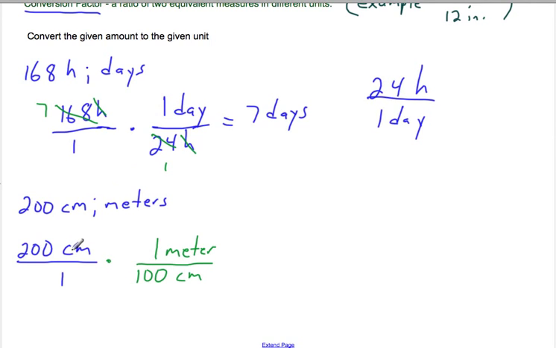And just like before, the centimeters are going to go away, and that's why I put the centimeters on the bottom. We want that meter to remain on top. And so now we just do 200 divided by 100 is 2. So 2 times 1 meter is going to be 2 meters. And then, of course, 1 times the 1 that ends up on the bottom here. Right? So the answer is 2 meters. So 200 centimeters is equivalent to 2 meters.